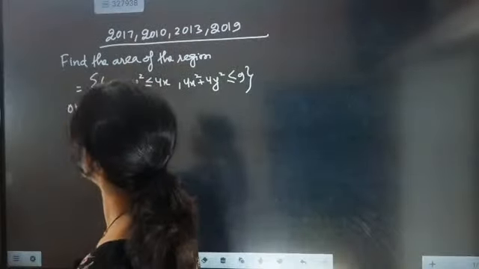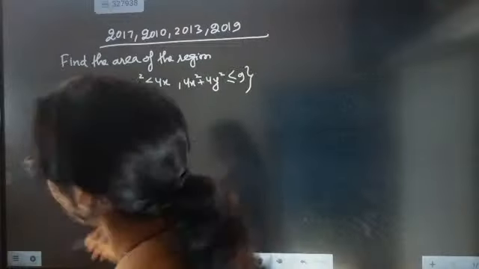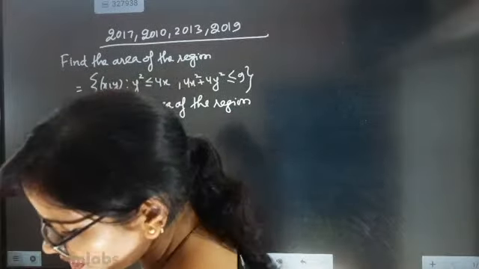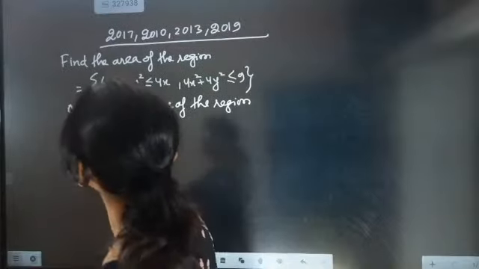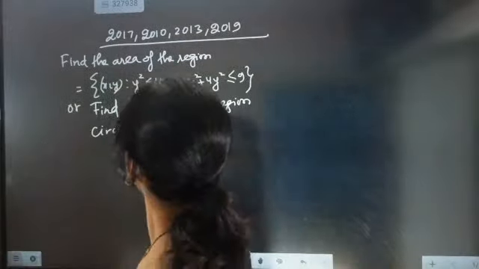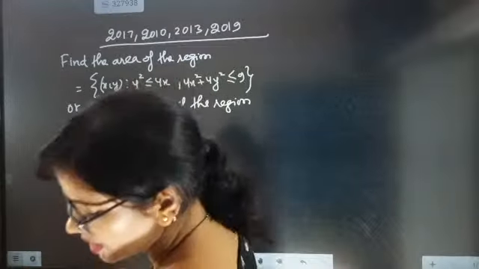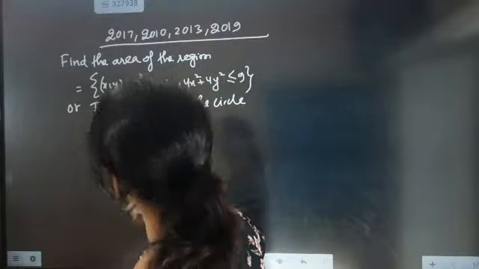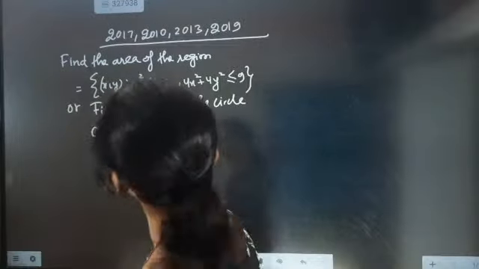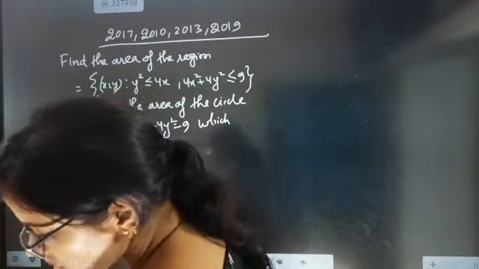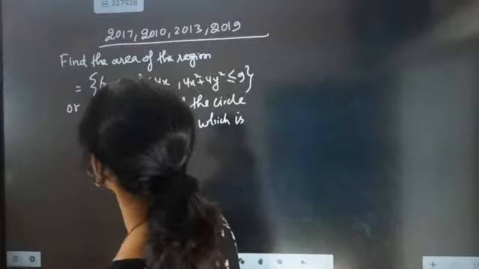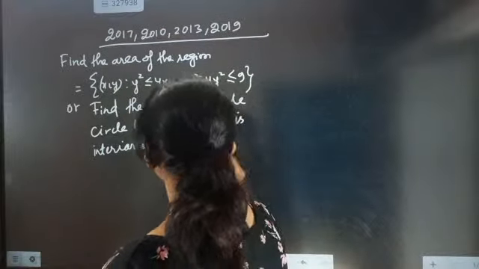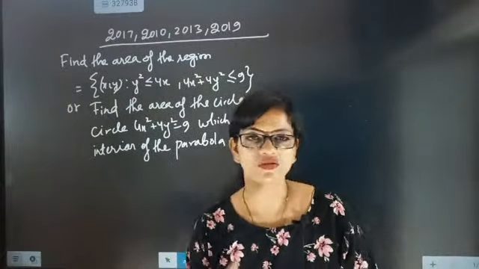In 2019 they have asked the question: find the area of the region enclosed by the circle 4x² + 4y² = 9 and which is interior of the parabola y² = 4x. So they just tried to rotate the question, to twist it, but the meaning is same, beta.